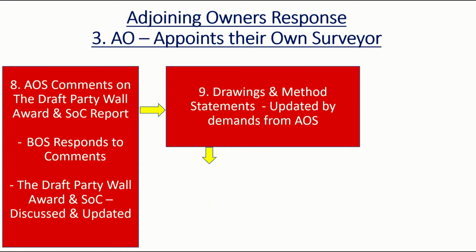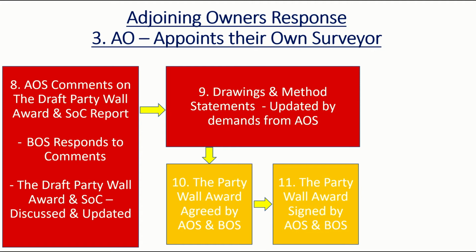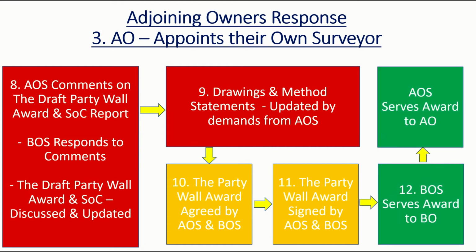The party wall award and the schedule of condition is agreed by both the adjoining owner surveyor and the building owner surveyor. It's then signed by both the building owner surveyor and the adjoining owner surveyor. The building owner surveyor serves the documents to the building owner, and the adjoining owner surveyor serves the documents to the adjoining owner.